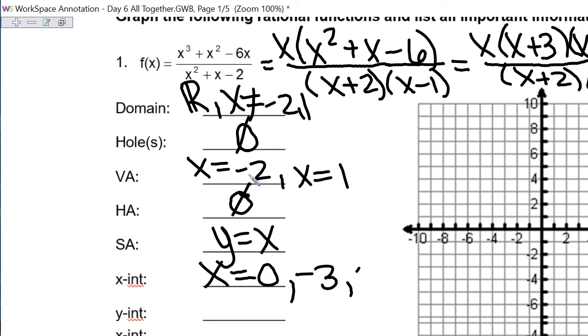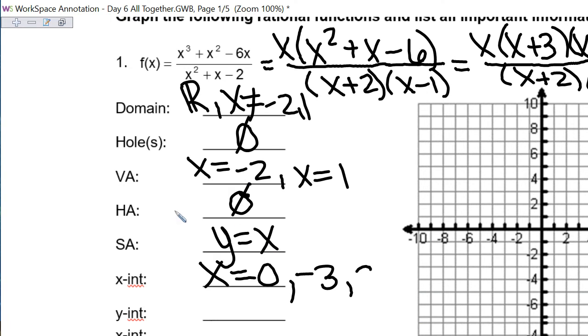Not 6. Make sure we're using the simplified version. So you use the simplified numerator. So using the simplified numerator, it's 0. This one was -3, and for that last one, it's +2.